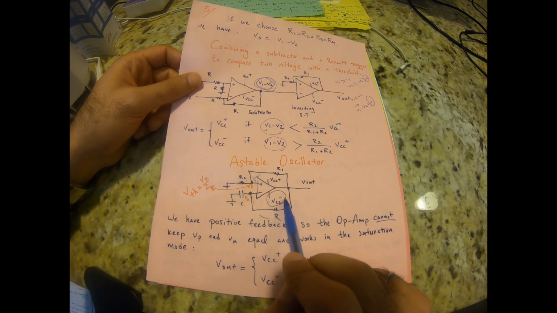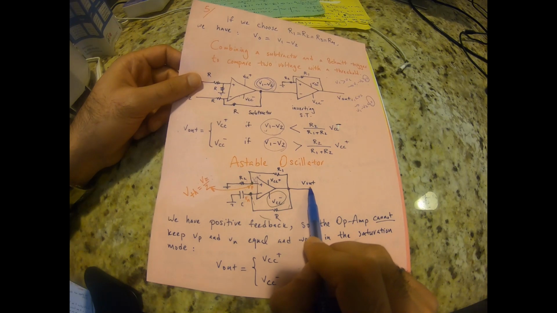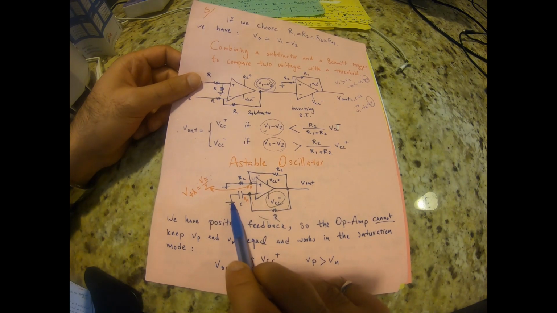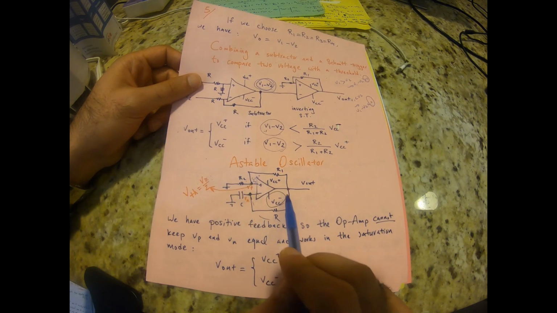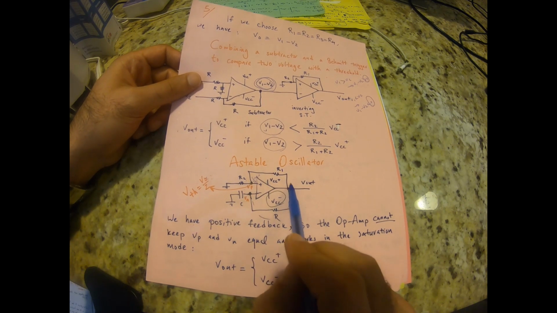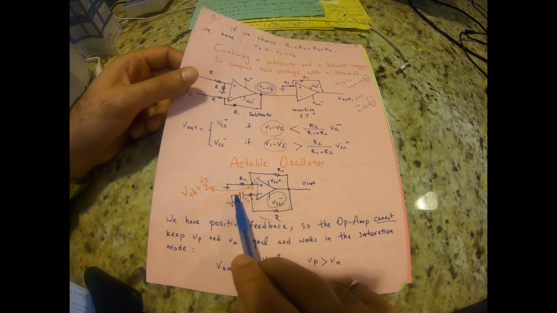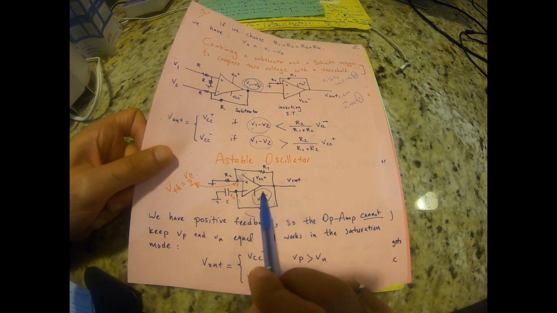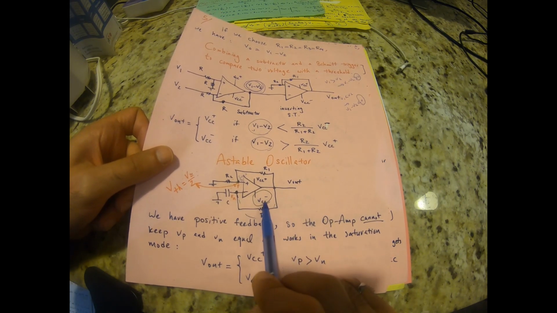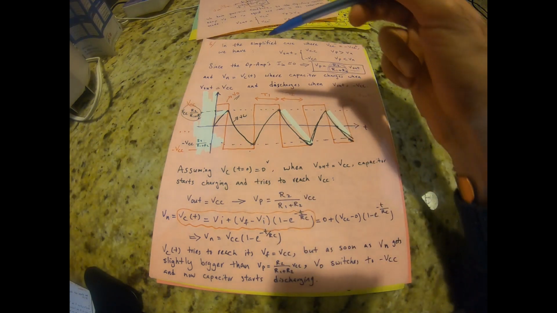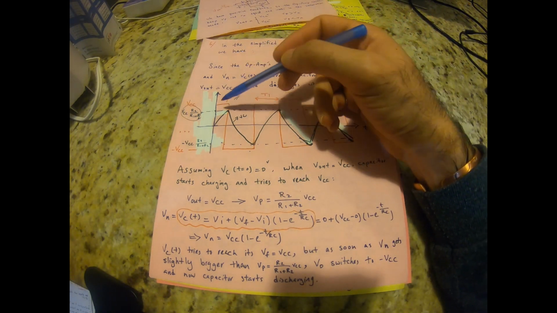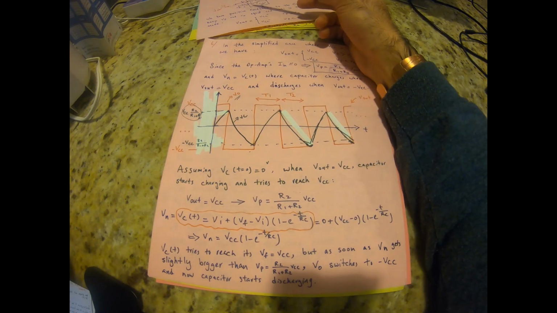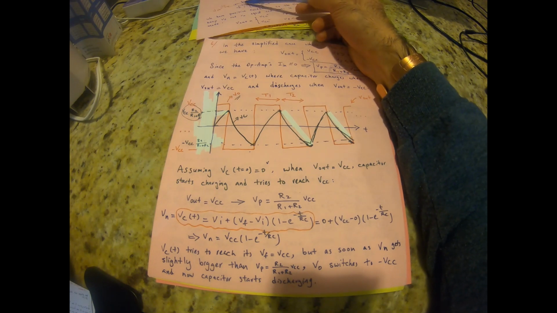However, if V out is equal to VCC minus, and we assume that VCC minus is a negative number, the current is going to go from ground to V out. So there are two different directions for the current on this feedback. The capacitor charges when V out is positive, and discharges when V out is negative. So let's assume that V out starts with a positive voltage, which is a reasonable assumption.